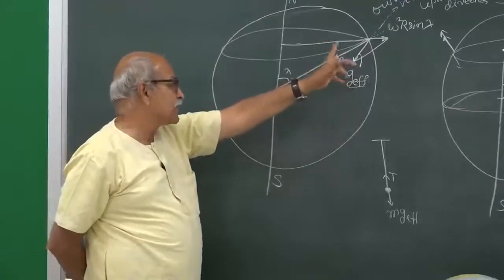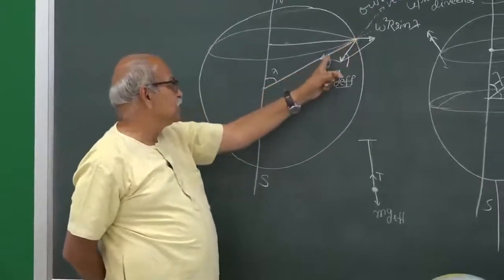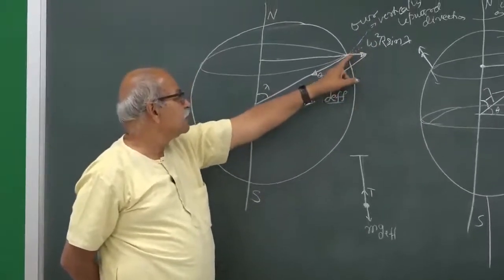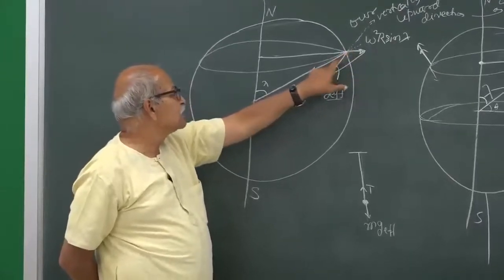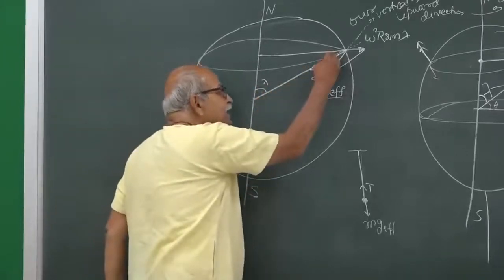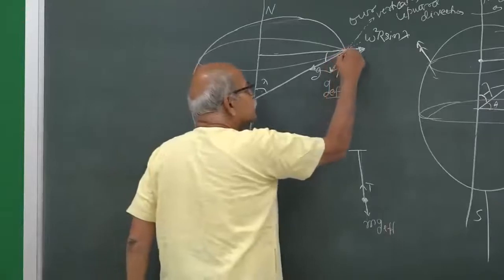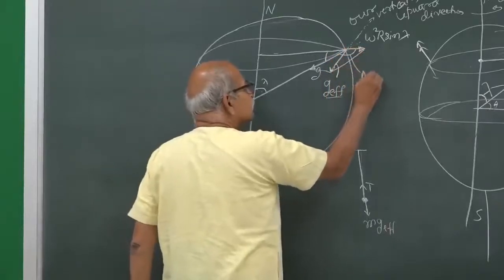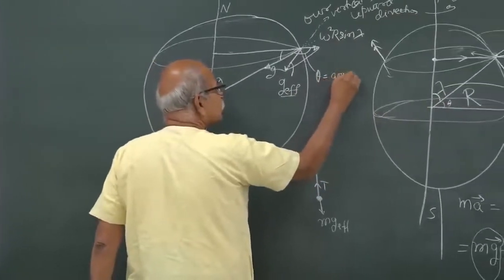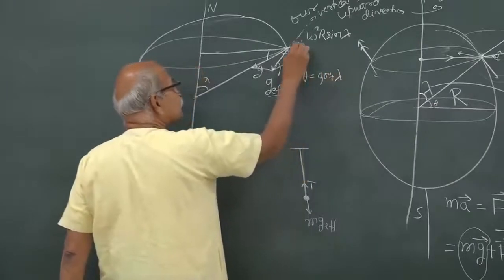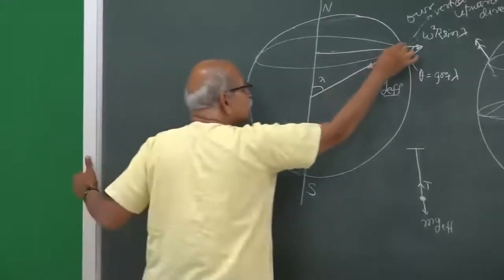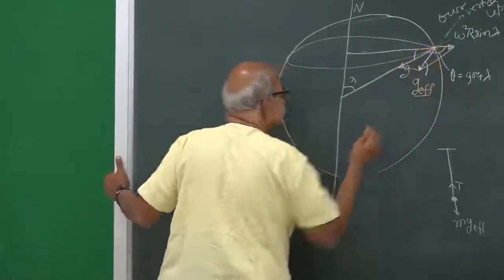It is a simple parallelogram addition of two vectors, one is g here, another is omega square r sin lambda here, and there is an angle between these two, and how much is that angle? If this is lambda, this angle is 90 minus lambda, and therefore, this angle theta is 90 degrees plus lambda, the angle between these two vectors. So, I have now two vectors, and this is the parallelogram law addition of these two, this is g effective.